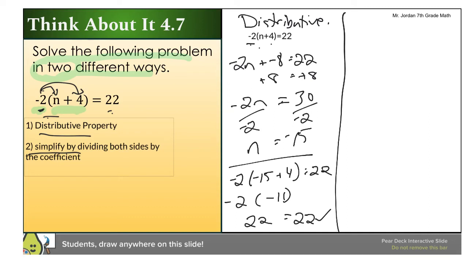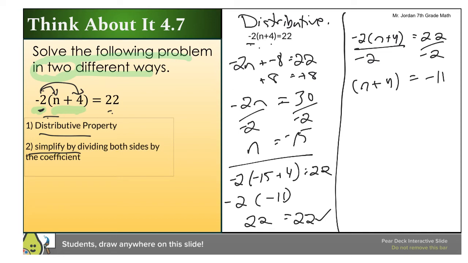The second way is to simplify. So if I have minus 2 times n plus 4 is equal to 22, I'm going to start off by dividing both sides by minus 2. So here I would be left with n plus 4 is equal to minus 11. I have to subtract 4 and subtract 4, and n is equal to minus 15.